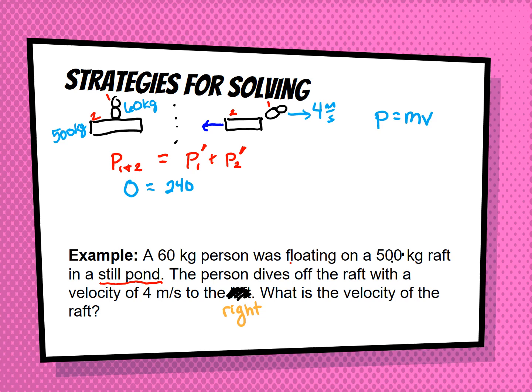And technically, let's talk about the units. The units are going to be kilograms times meters per second, because mass should be measured in kilograms and velocity should be measured in meters per second. So the momentum of the person after he jumps off is 240 kilograms times meters per second, and the raft should have 500, which is its mass, times its velocity. And we don't know its velocity yet. We're solving for that.